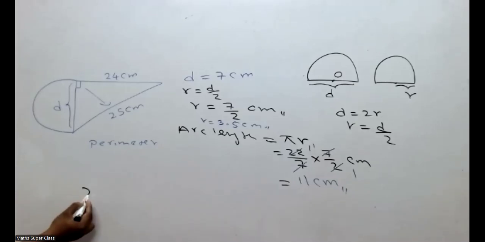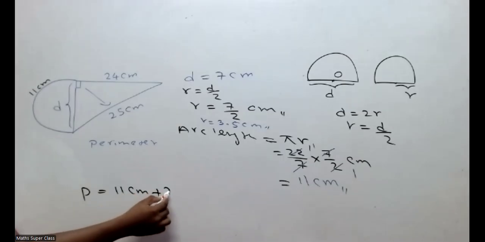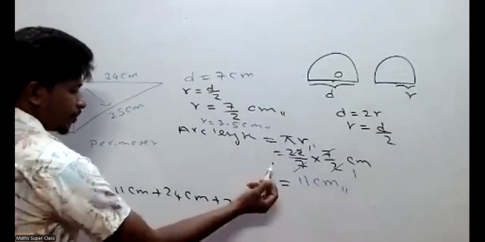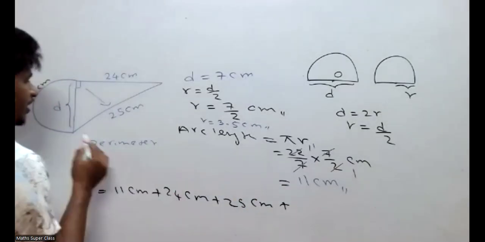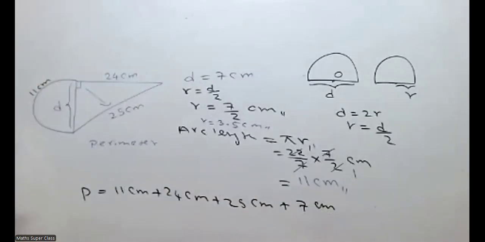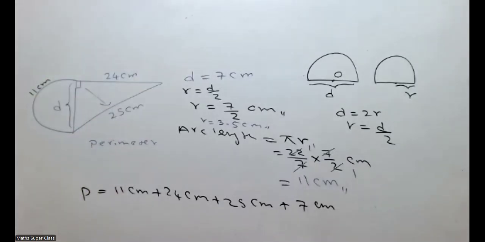Now we are going to find the perimeter. I'll use P to denote the perimeter. P equals this arc length 11 centimeter plus 24 centimeter plus 25 centimeter plus this D 7 centimeter. This is not my answer. Some students write like this, 11 here, 24 here, 25 here, D 7. Is this one correct? No, that's not correct.